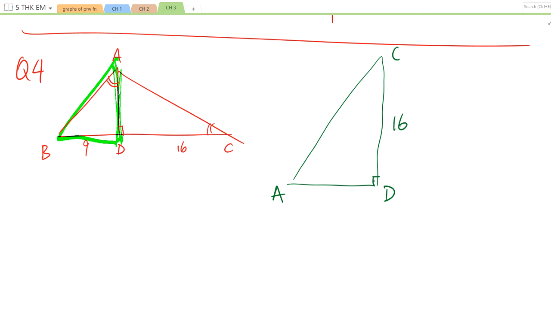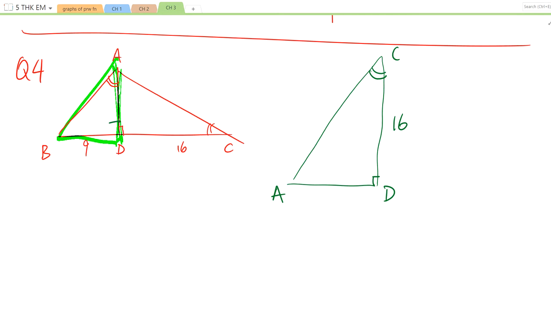Now we look at the two triangles. Which one? ACD. Oh, ACD is also the same, right? So, enough to prove that they are similar? What do you use to prove? 3 pairs of corresponding angles.